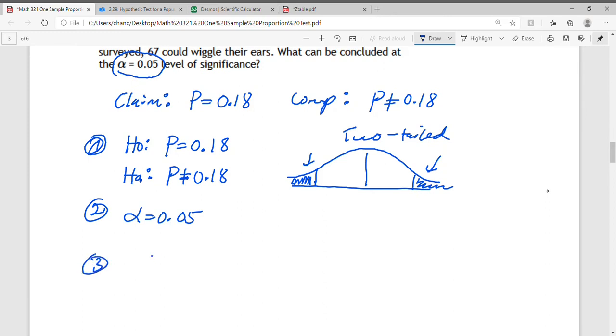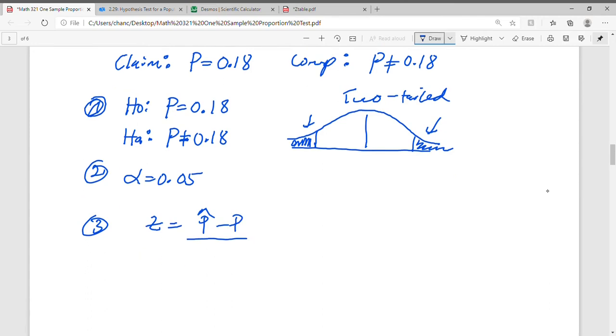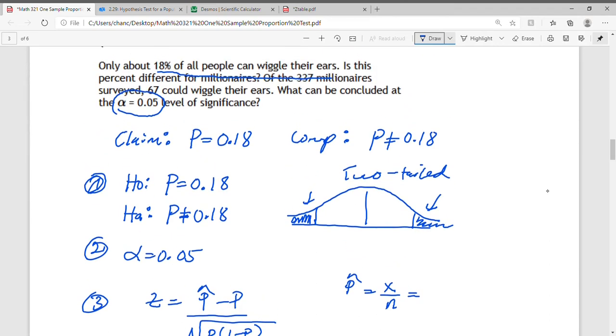In step 3, let's use the formula z equals p hat minus p divided by the square root of p times the quantity 1 minus p divided by n. P hat is x divided by n, or the number of successes divided by n. Let's look at our problem to figure out what is our number of successes. We know that 67 out of 337 can wiggle their ears. So we have x is equal to 67, and we're going to divide it by 337.